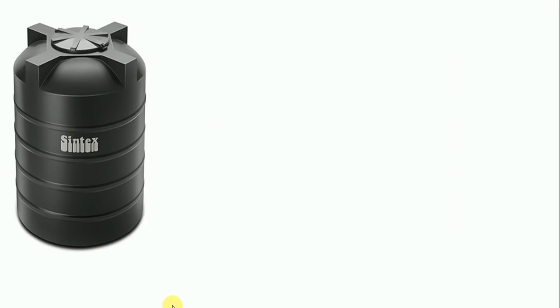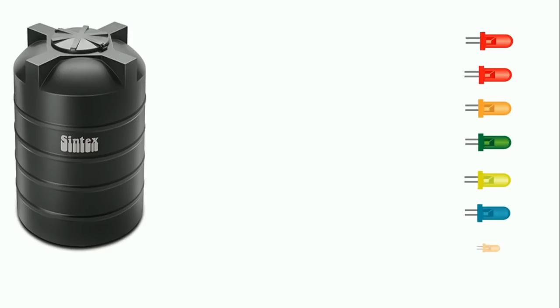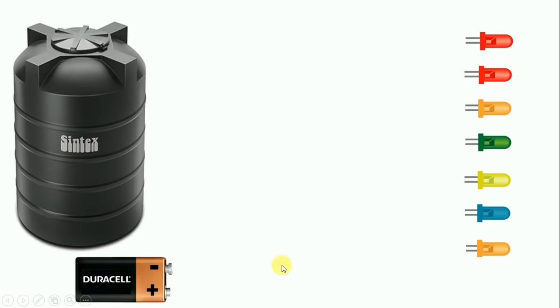Okay, then let's learn how to make the circuit. To make the circuit here we need LEDs through which we get indication of the water level in the tank. So I am using a total of 7 LEDs. If you want, you can use LEDs of the same color or you can use LEDs of different colors also. To glow these LEDs we need a battery. So here I have a battery whose voltage is 9 volts.